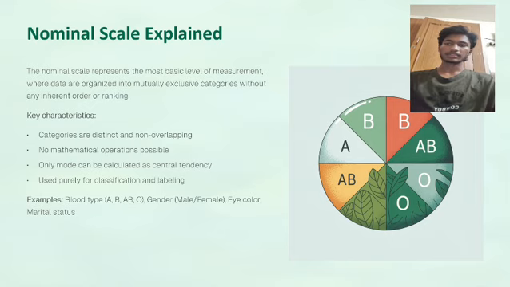The nominal scale represents the most basic level of measurement, where data are organized into mutually exclusive categories without any inherent order or ranking. Key characteristics: categories are different and non-overlapping. No mathematical operations are possible. Only the mode can be calculated as a central tendency. Used purely for classification and labeling. Example: blood type, gender, eye color, marital status.